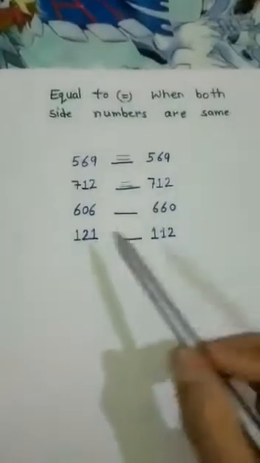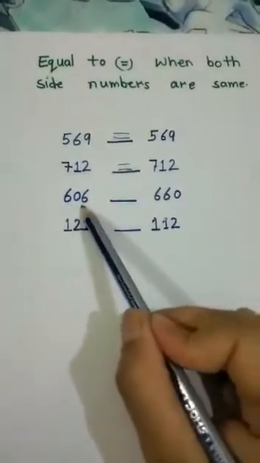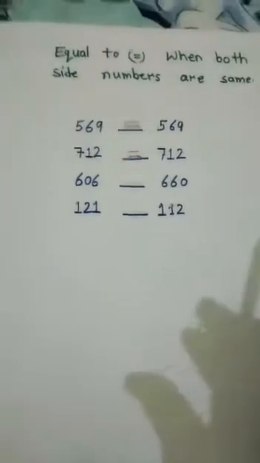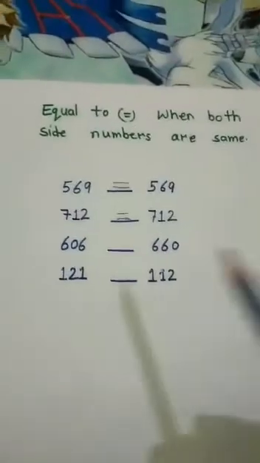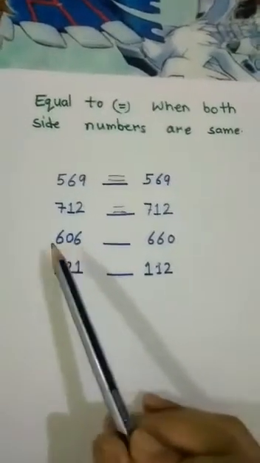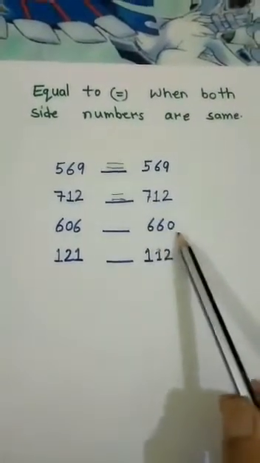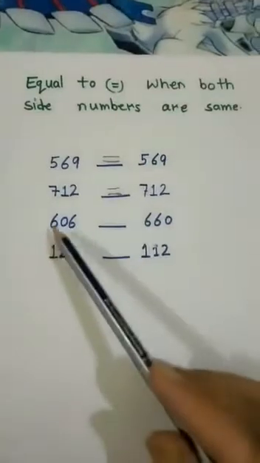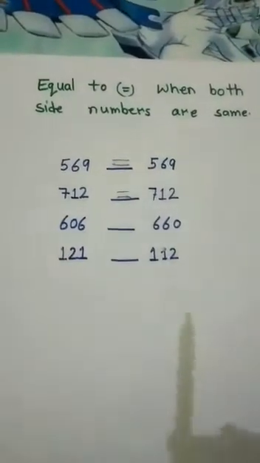Now I want to tell you one more thing. Now you can look over here. This is number 606 and 660. Sometimes what happens? Some children think both sides are the same number. You can look over here. 606, three numbers are here and there is also 660. But they think that here also there is 6, 0, 6 and this is same and this is also same.